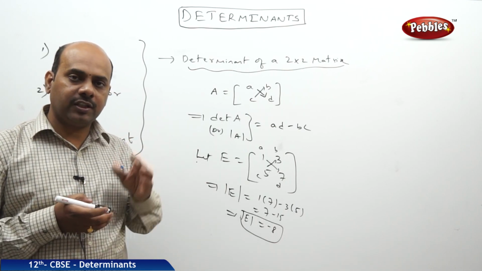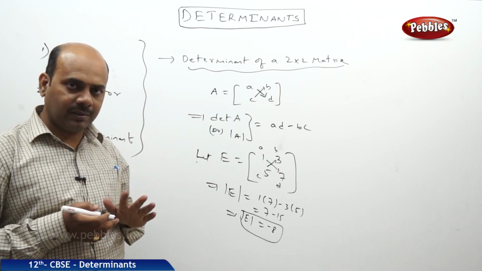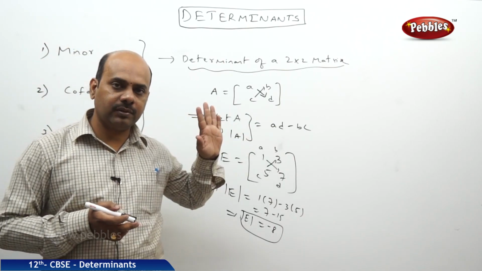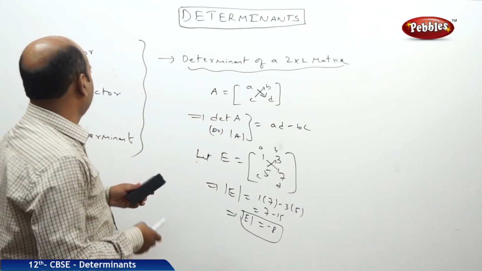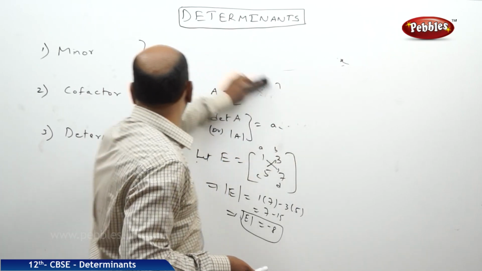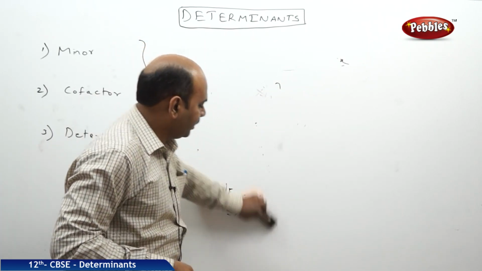I think by this time you followed what is meant by the determinant of a 2 by 2 matrix. Determinant of a 2 by 2 matrix is nothing but a real number associated with the matrix, and it is given by the formula ad minus bc. Now, after learning this 2 by 2 matrix, we will be learning the determinant of 3 by 3 matrices.